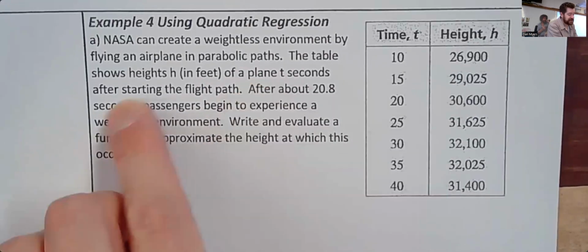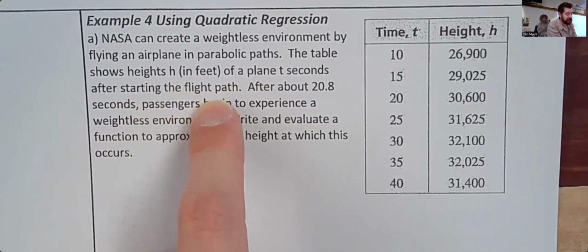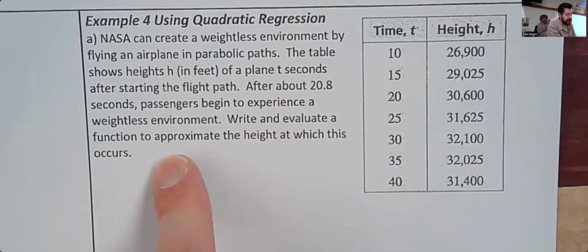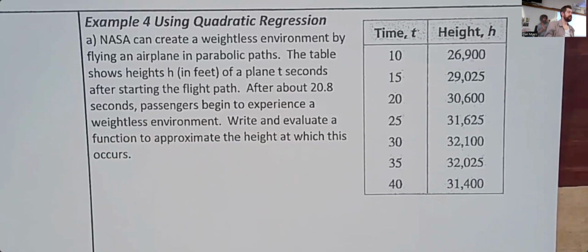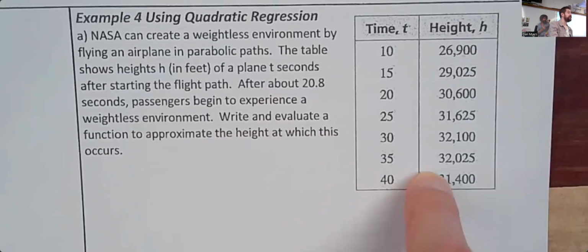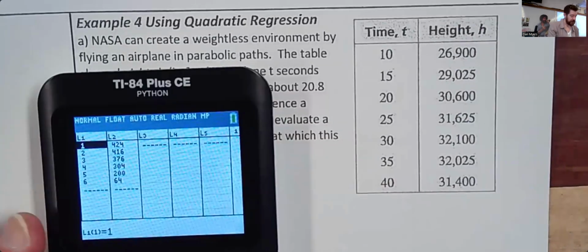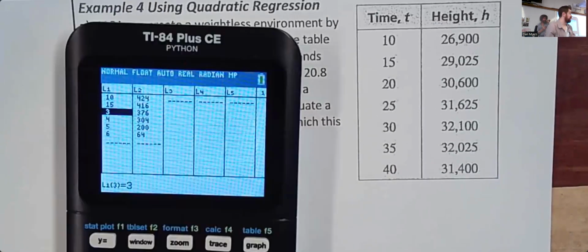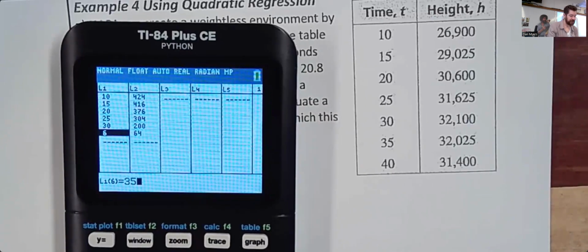The table shows the height, h in feet, of a plane in t seconds after starting the flight path. After about 20.8 seconds, passengers begin to experience a weightless environment. Write and evaluate a function to approximate the height at which this occurs. So basically, you're looking for a vertex. So we need to get the equation first, and then we're going to figure out where the vertex is based on that equation. So we're going to type in our information once again. We're going to go back to stat, edit, and we're going to have 10, 15. By the way, you don't have to clear it necessarily. You can just type over what's already there. 20, 25, 30, 35, and 40.